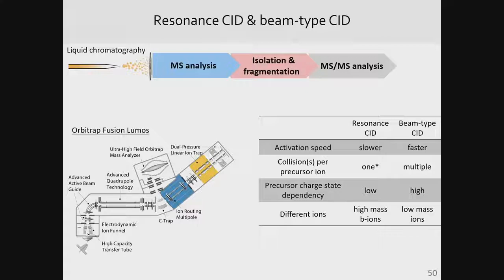There's no charge state dependency with resonance CID. There's a high charge state dependency with beam type CID. Also, with beam type CID, you get low mass ions like ammonium ions, etc., but you get very few b ions. With resonance CID, you definitely get good use of b ions.